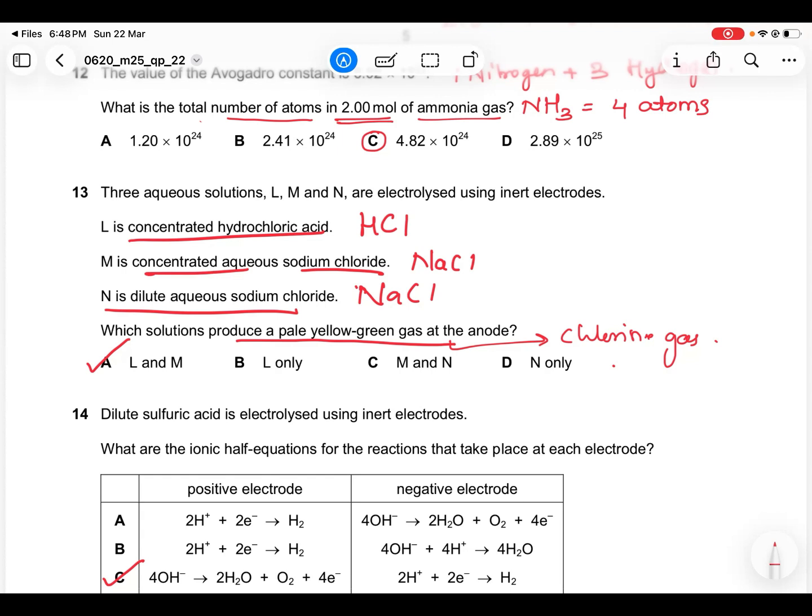So L is a concentrated hydrochloric acid, and whenever I have a concentrated solution and I perform its electrolysis, I always get halogens at anode. So in HCl I will get chlorine at anode. Second is concentrated aqueous sodium chloride. Again it is a concentrated solution, and hence I will get chlorine, that is a halogen, at anode. Last one is dilute aqueous sodium chloride. In dilute solutions, even if there is presence of halogen, we still get oxygen as a product, and we are not going to get a halogen at anode. So the correct option is only L and M.